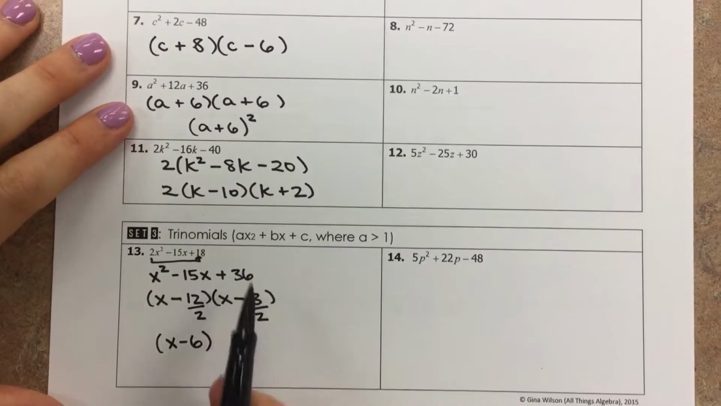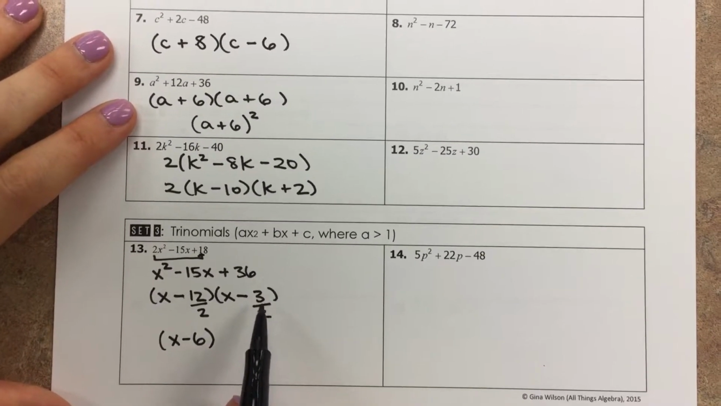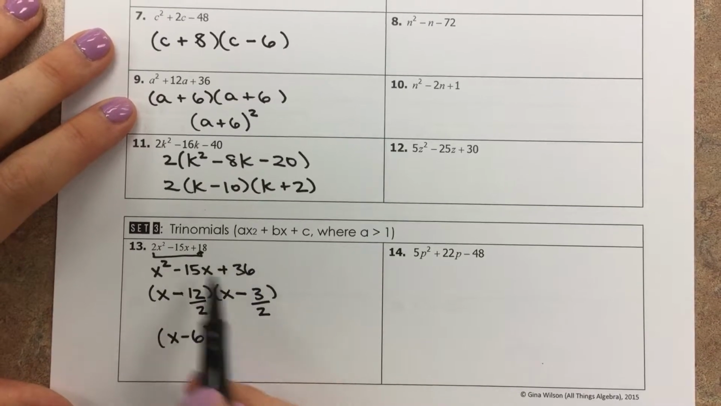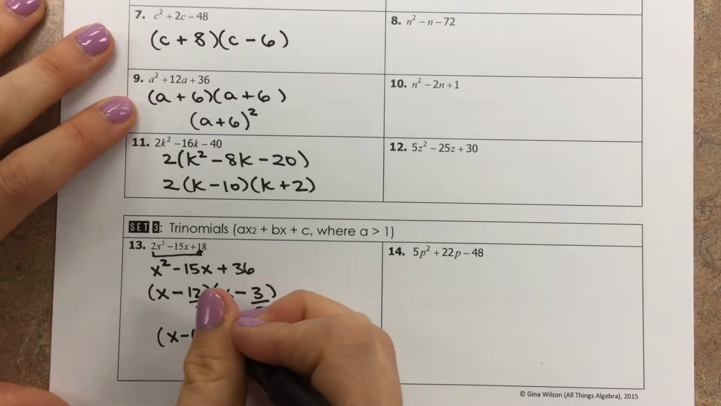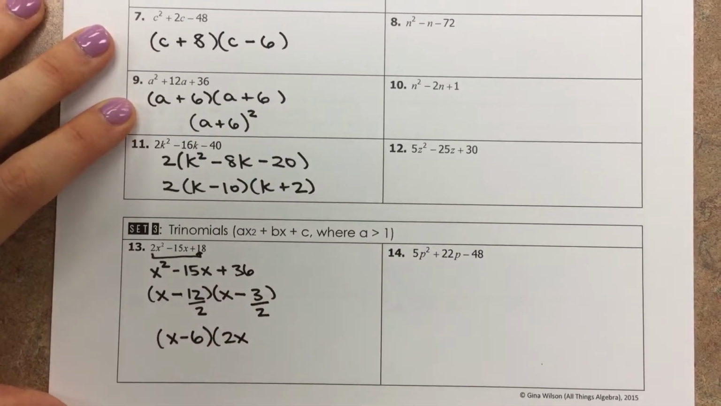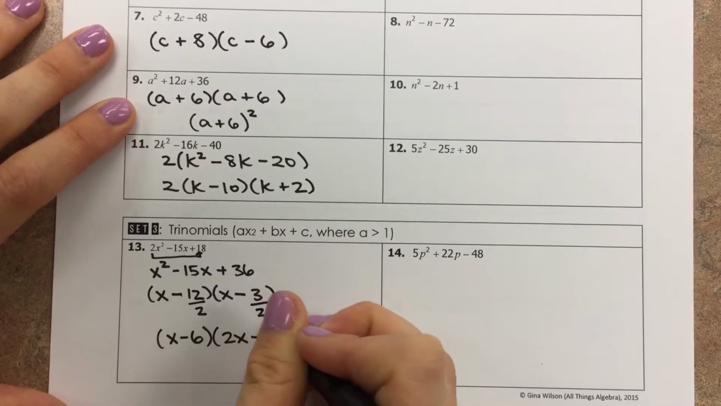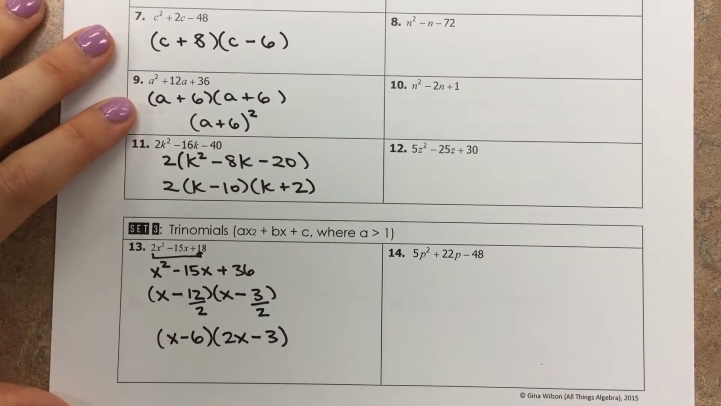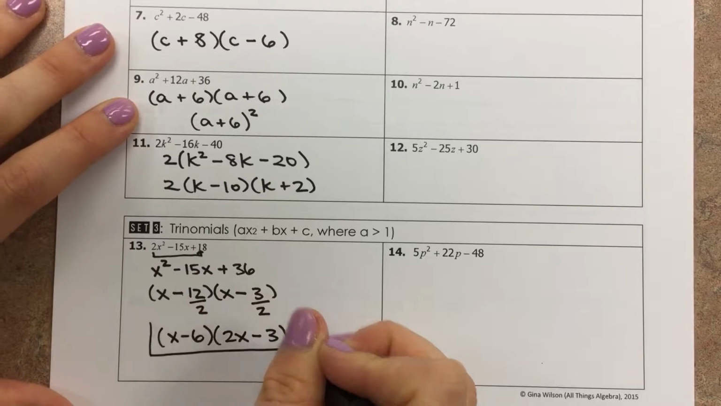And then if it does not reduce, like this, 3 over 2 doesn't reduce, so you take the 2 and you slide it back in front of the x. So the 2 slides back in front of the x, and then the -3 stays right where it is. So this is your answer for number 13.